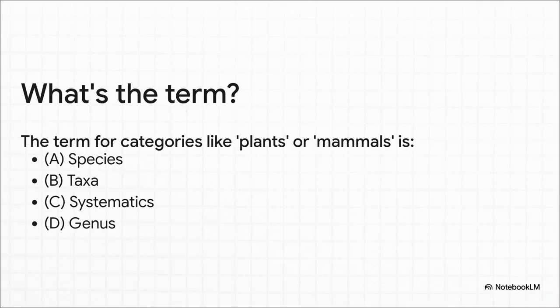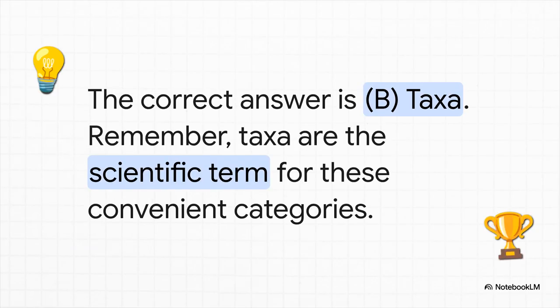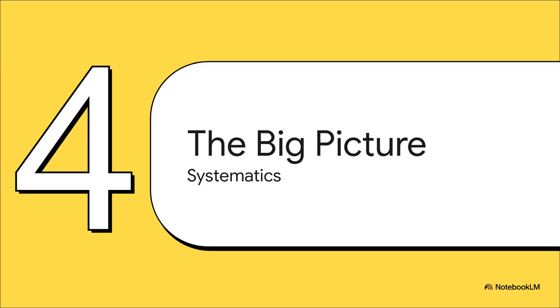Okay, let's make sure that new word is locked in. Another quick quiz. What do we call those scientific categories, like plants or mammals? If you picked B, taxa, you are spot on. And remember, taxa can be big or small. Animals is a taxon. Mammals is a smaller taxon inside animals. And dogs is an even smaller taxon inside mammals. Makes sense, right?